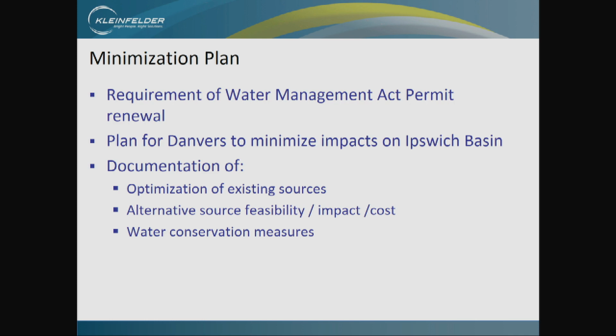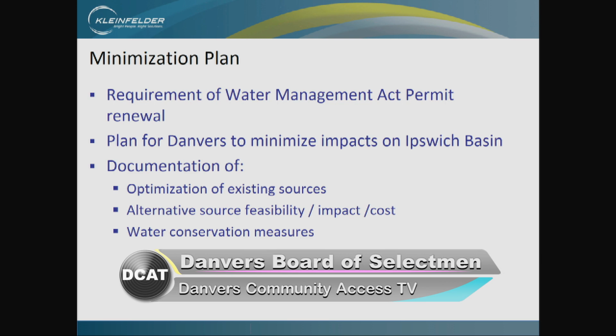And it's basically a plan documenting how Danvers plans to minimize impacts on the Ipswich Basin. A lot of it was documenting some things that have already been completed and understood. But optimizing your existing sources, you could see working hand in hand with this study and the results we presented in October. Your sources are optimized. There's not much you can do with your reservoirs that you aren't already doing very well. So we also summarized the options for alternative sources and then water conservation measures.